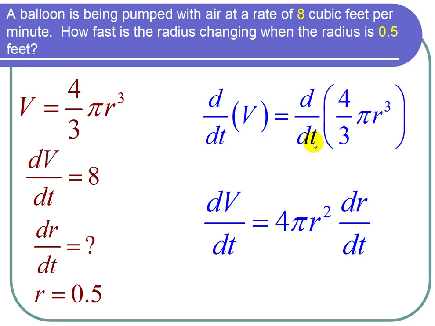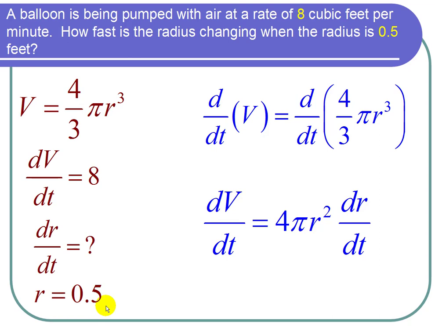Now that we've taken the derivative, let's plug in all of our numbers. dV/dt is 8. Now r, which we can use now, is 0.5. So I plug in, and I get 8 equals 4 pi times 0.5 squared times dr/dt. 0.5 squared is 1/2 squared, or a fourth. A fourth times 4 is 1.